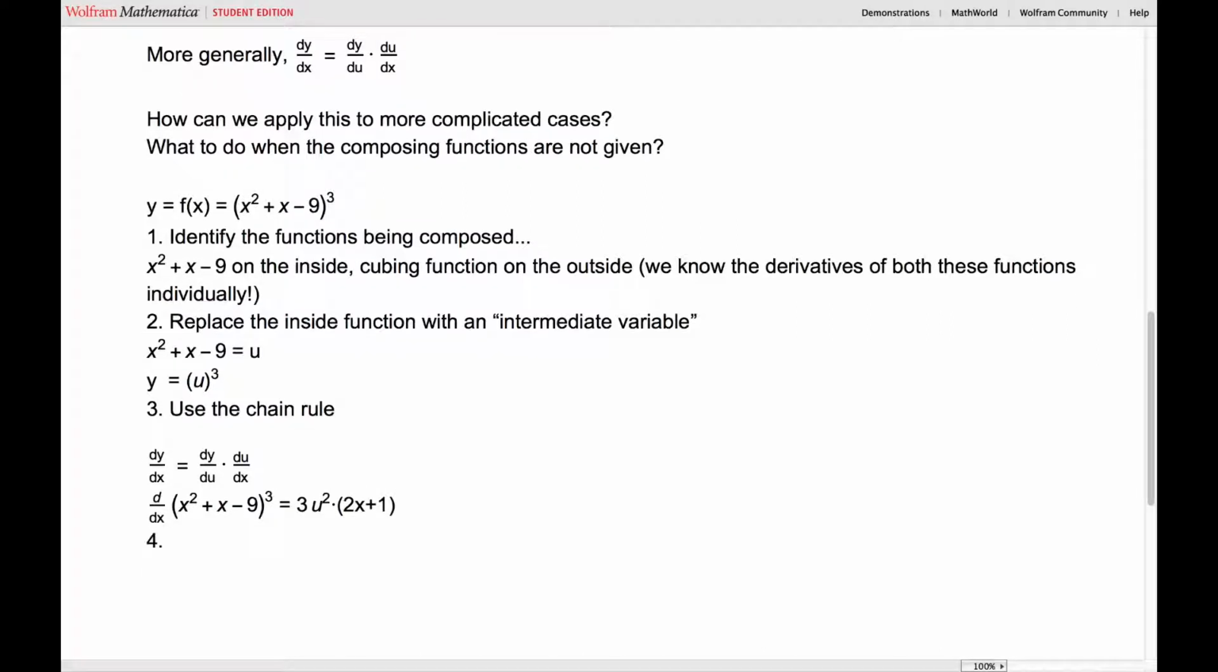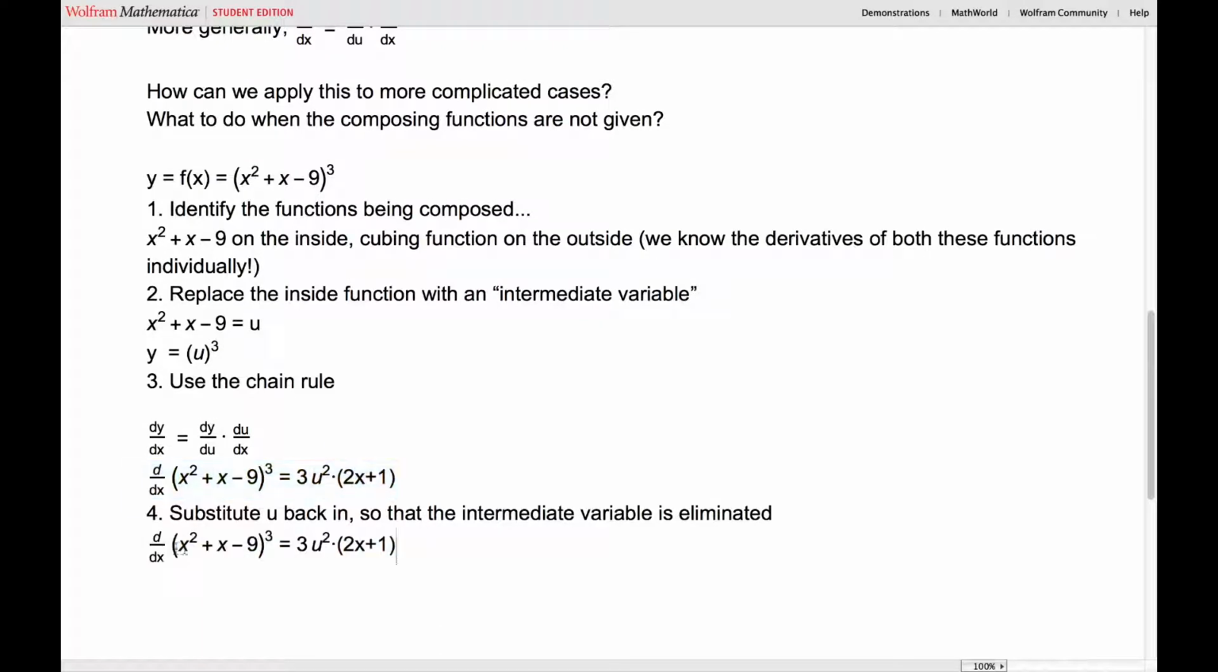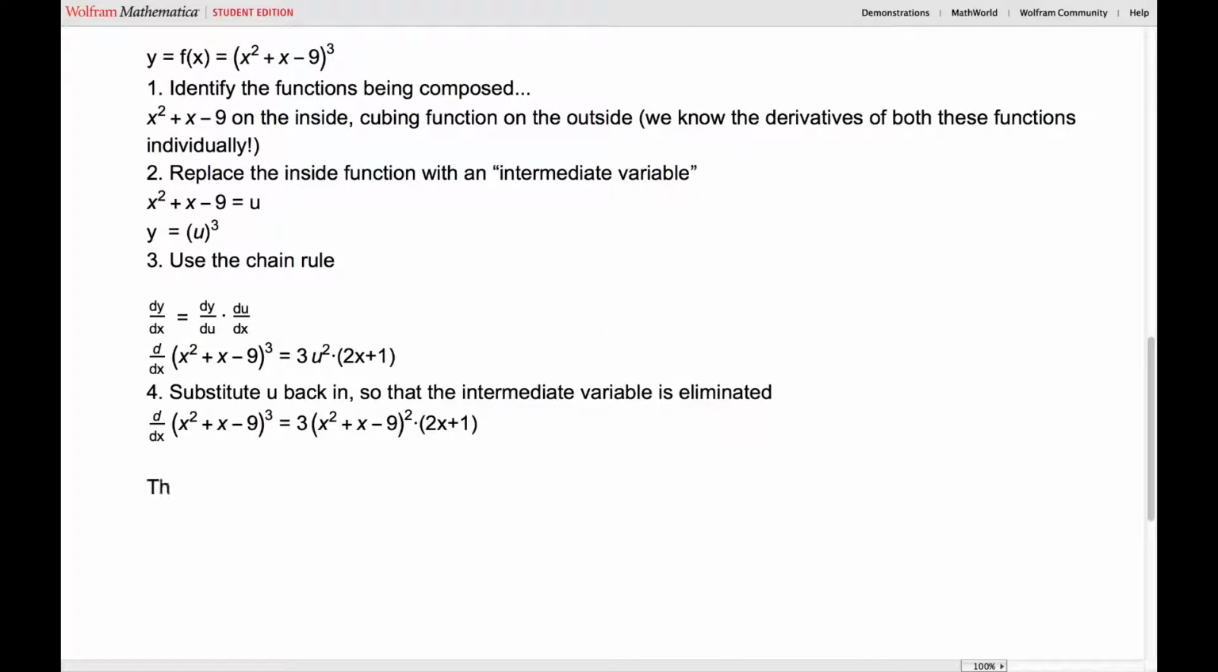Step 4, the last step, you substitute u back in so that you eliminate that intermediate variable. Now we've got x's on both sides, and that is the correct form. So you simply put x squared plus x minus 9 back in where u was before, and now the derivative is only in terms of x. Yay.